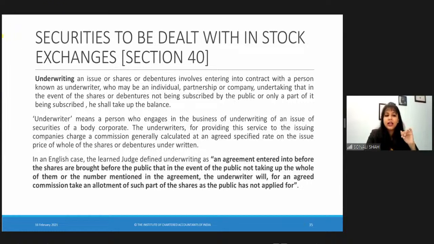Underwriting an issue of shares or debentures involves entering into a contract with a person known as an underwriter, who may be an individual, partnership firm, or company, undertaking that in the event of the shares or debentures not being subscribed by the public, or only a part of it being subscribed, he shall take up the balance. So basically, he's a sort of guarantor.